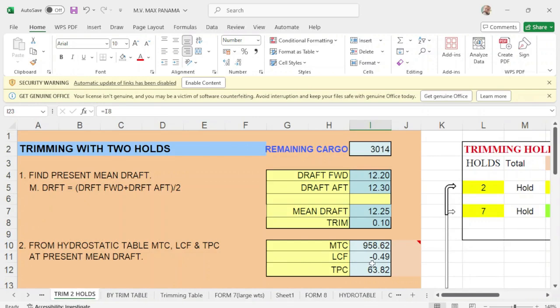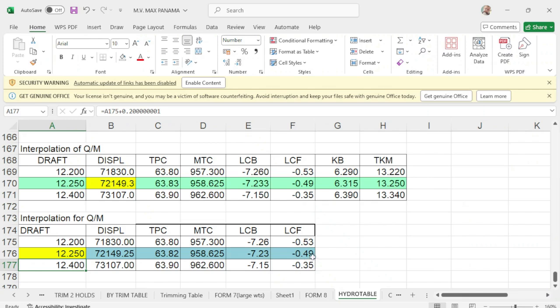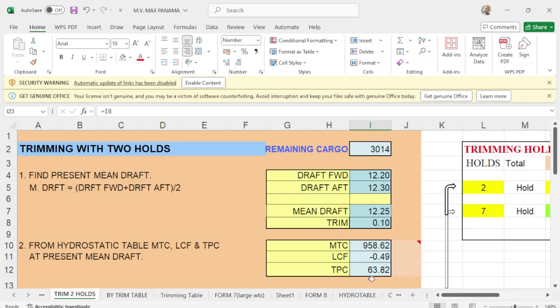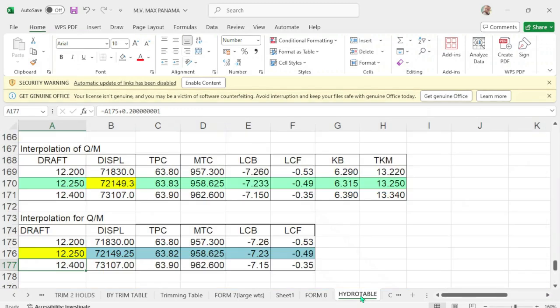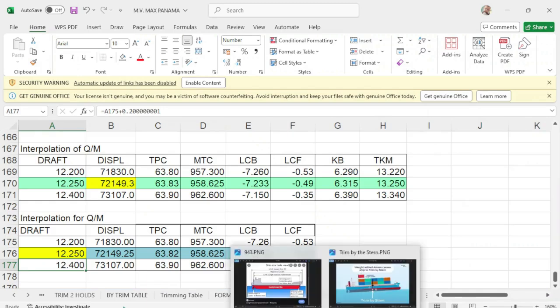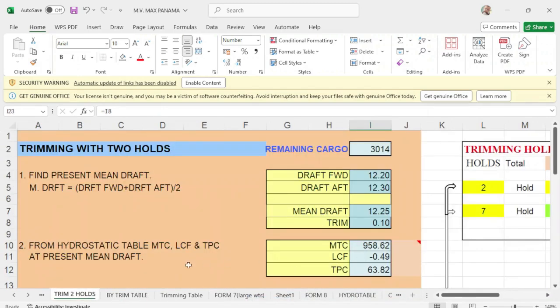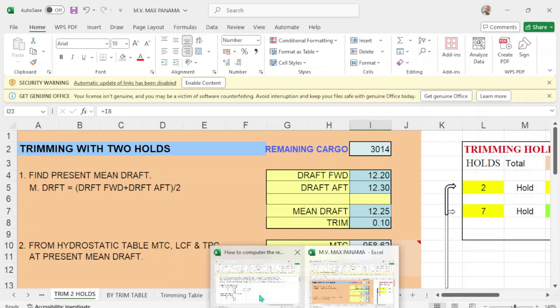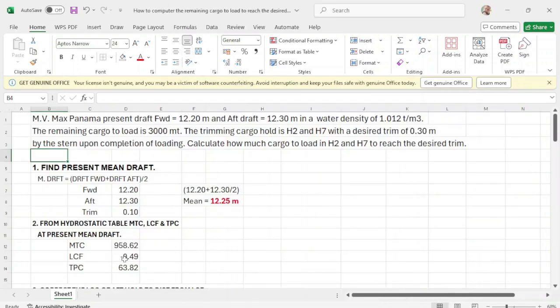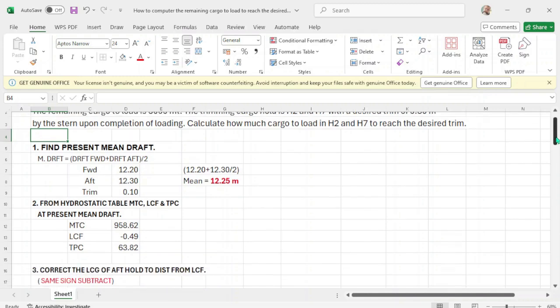Your LCF is negative 0.49, and your TPC is 6382. So that's already confirmed. Number 2 is this one, and according to my Excel, MTC is 95862, LCF is negative 0.49, TPC is 6382. So the same. Now we go to number 3.